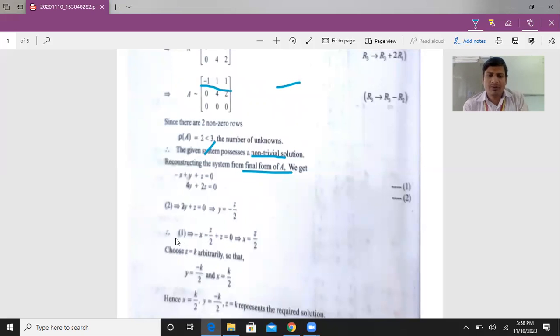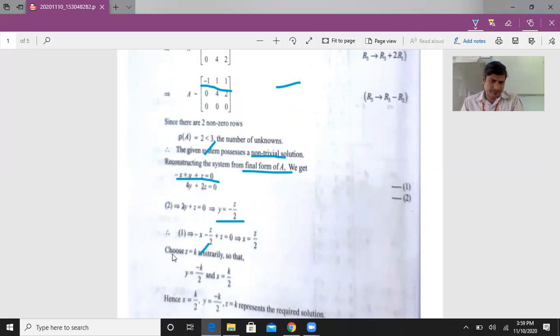After that, this y value is put into equation 1. What is equation 1? That is minus x plus y plus z is equal to 0. Putting the y value, minus x as it is, then plus y, which is minus z by 2, plus z is equal to 0. Then x equal to z by 2 after simplification. Minus z by 2 plus z, take the LCM 2.